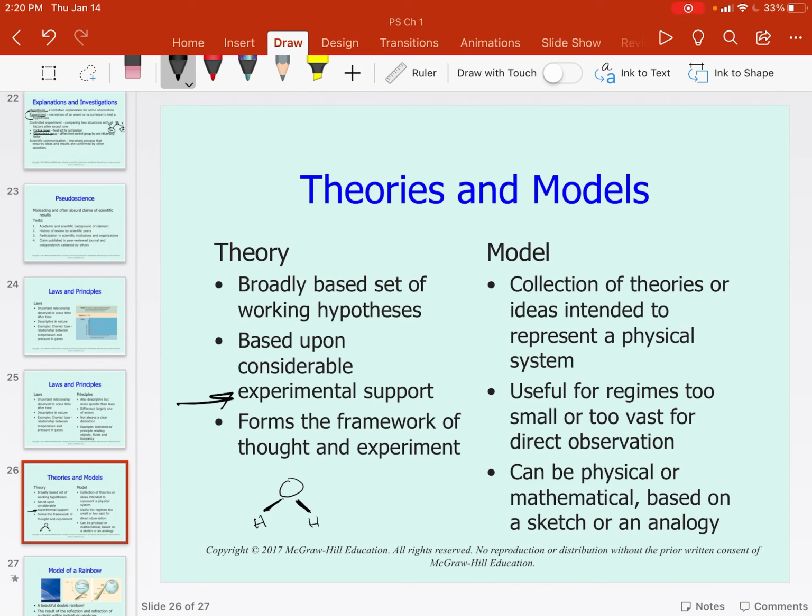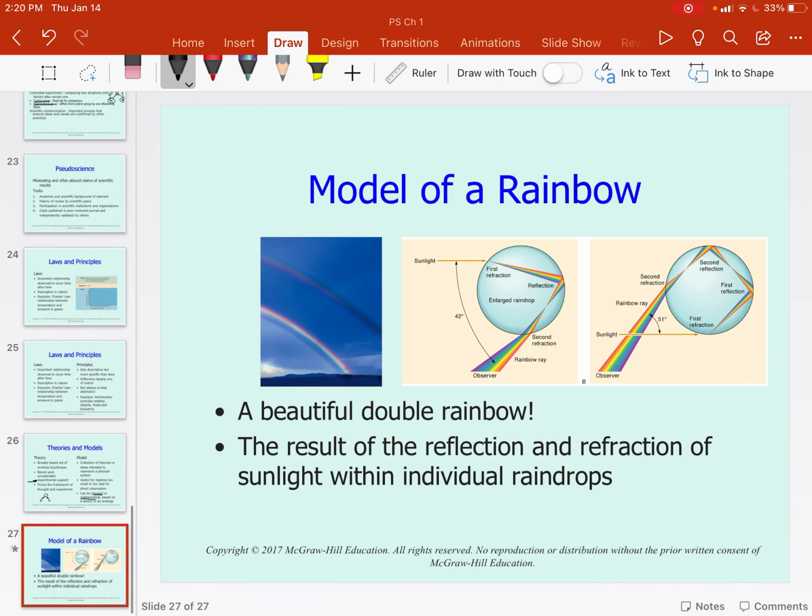A model is a collection of theories or ideas, and you can use all kinds of ways to do a model, a physical or mathematical model. I tend to think of a solar system or atomic model. And then they're showing you an example being a rainbow.